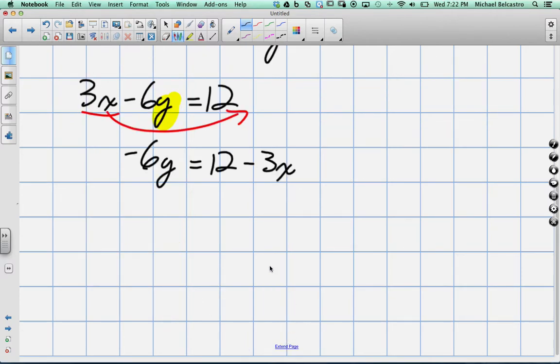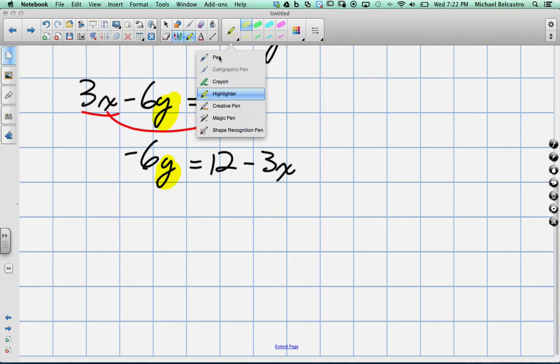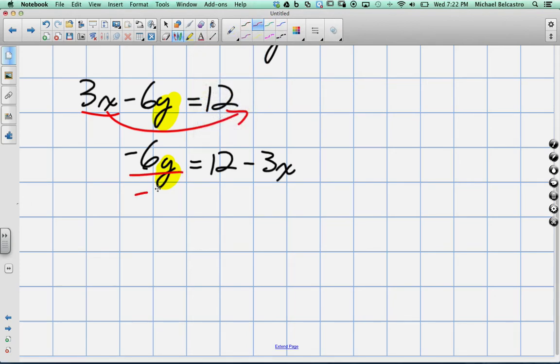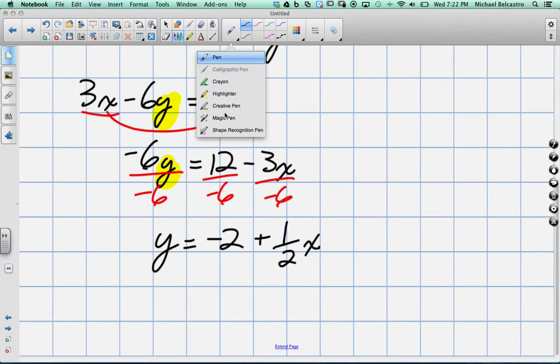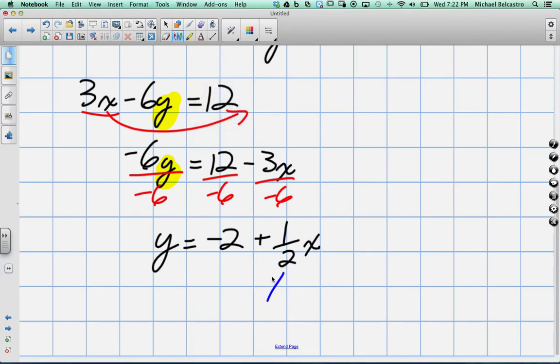Okay. And again, we got to get y by itself. So we need to divide everything on the other side of the equation by negative 6. So that'll give us y is equal to 12 divided by negative 6 is negative 2. Negative 3, okay, and we won't worry about the x, divided by negative 6 is positive 1/2 x. Okay, so though they're kind of written in different order, this is our slope and this is our y-intercept for equation number 1.